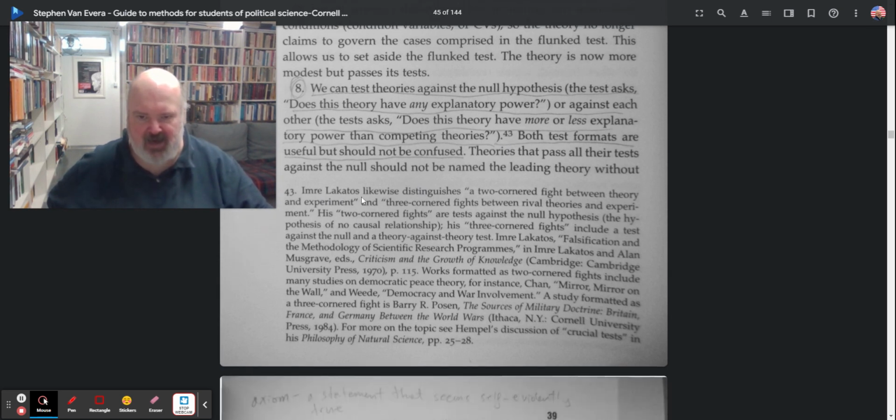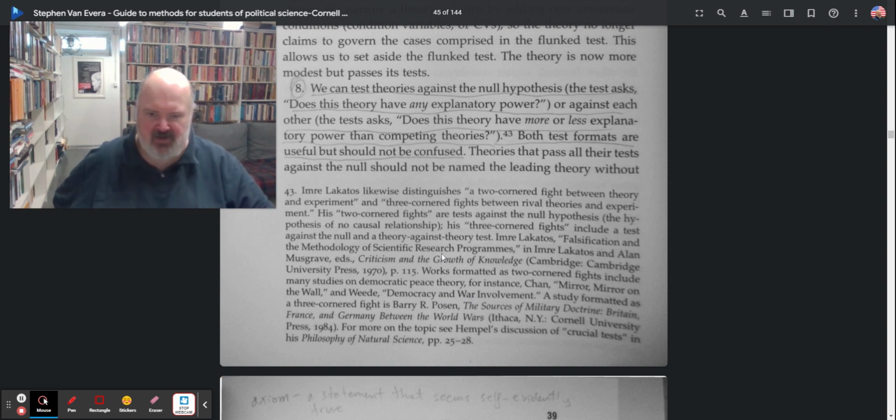Imre Lakatos likewise distinguishes a two-cornered fight between theory and experiment from a three-cornered fight between rival theories and experiment. His two-cornered fights are tested against the null hypothesis, the hypothesis of no causal relationship. His three-cornered fight includes a test against the null hypothesis and a theory against theory test. This is Lakatos' falsification and methodology in social science research programs. Works formatted in two-cornered tests include many studies on democratic peace theory, for instance.